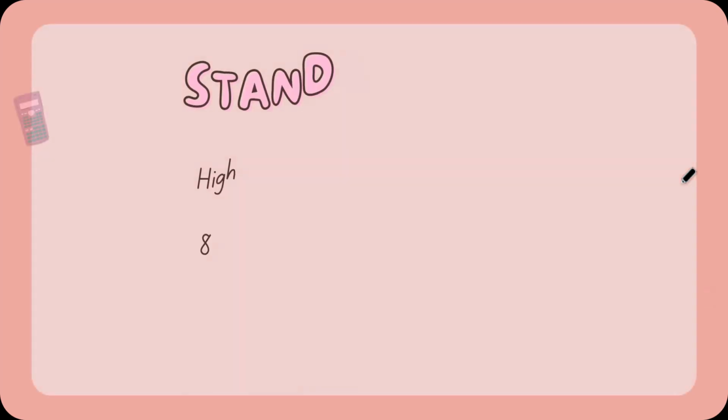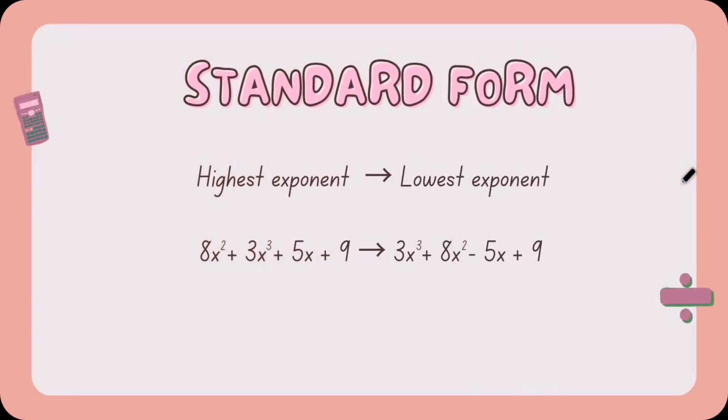Then what is the standard form? Whenever you're writing a polynomial, always write from highest exponent to lowest exponent. For example, we have 8x squared, 3x cubed plus 5x plus 9. What is the degree here? The degree here is 3. So I have to write the 3 term first. The degree here is 3, correct?